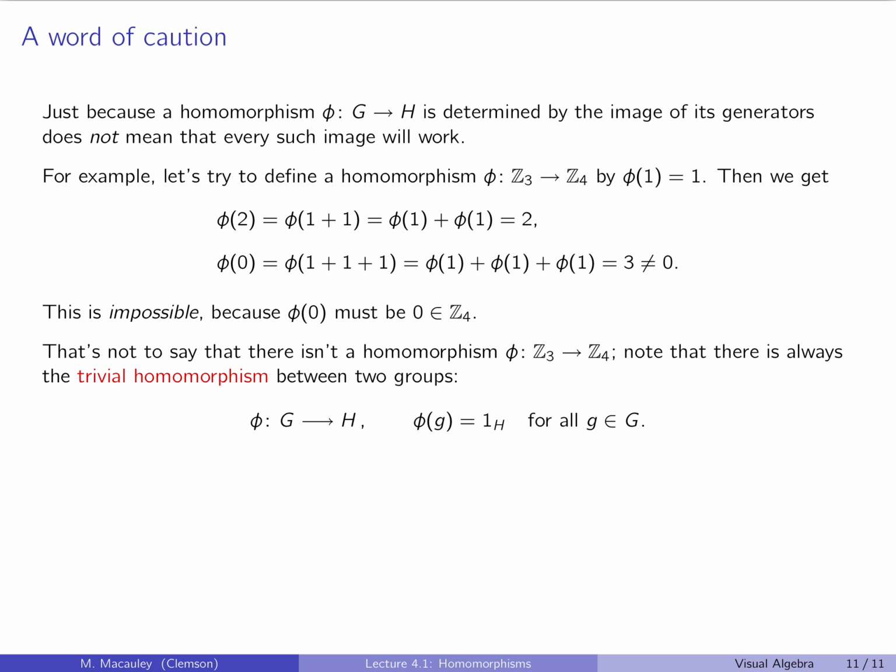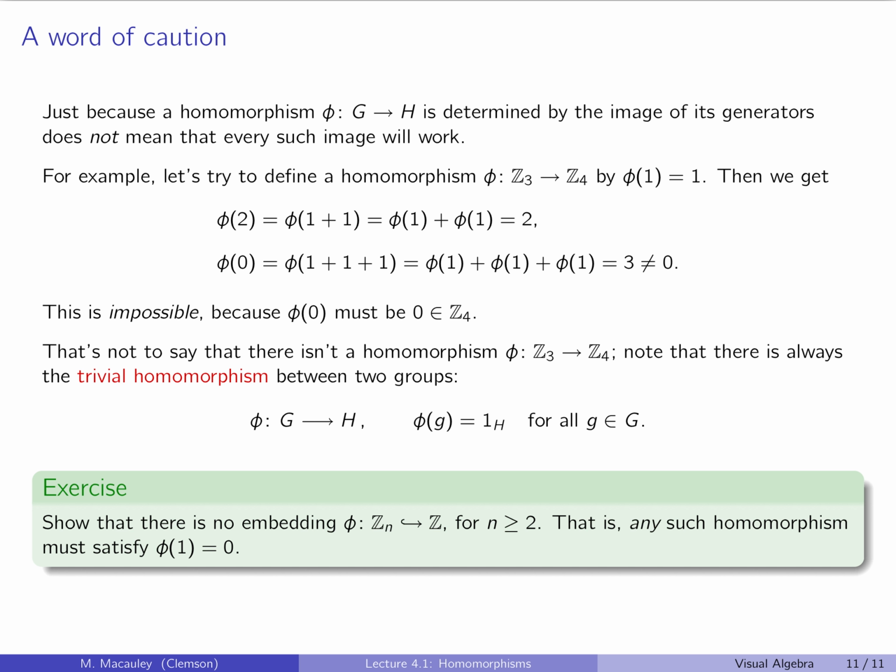Now, that's not to say that there is not a homomorphism between these two groups. We can always define the trivial homomorphism that sends every element in the domain to the identity element in the codomain. But there's just not one that sends the generator 1 in Z3 to the generator 1 in Z4.